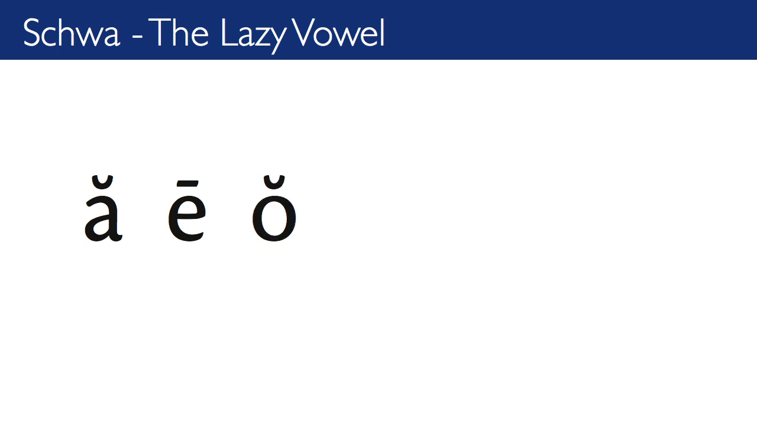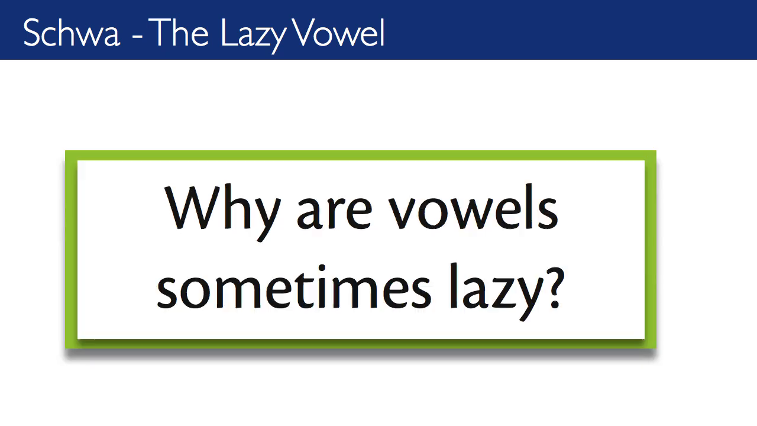Lazy. Any vowel can sound like uh and be lazy. Any one. That's why we don't say add uh to all the vowel sounds, because all 28 written vowels would have to have uh on them. And that's not very helpful because they all say it. But why? Why are vowels sometimes lazy?